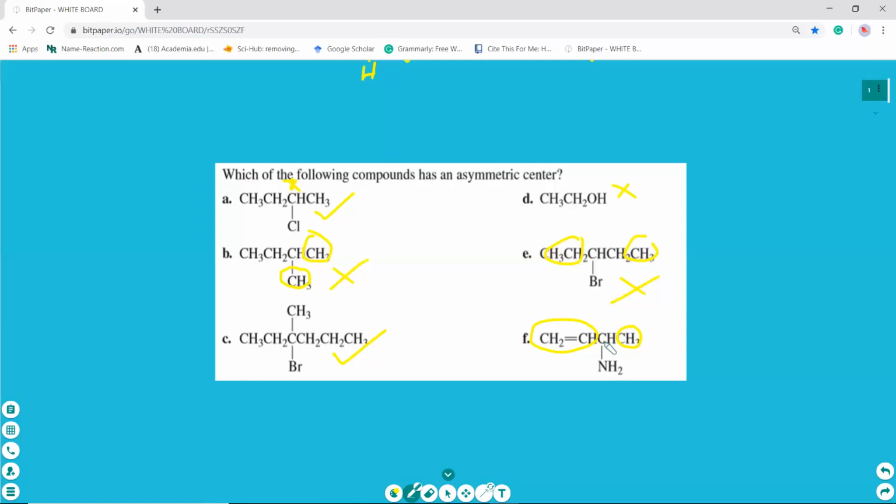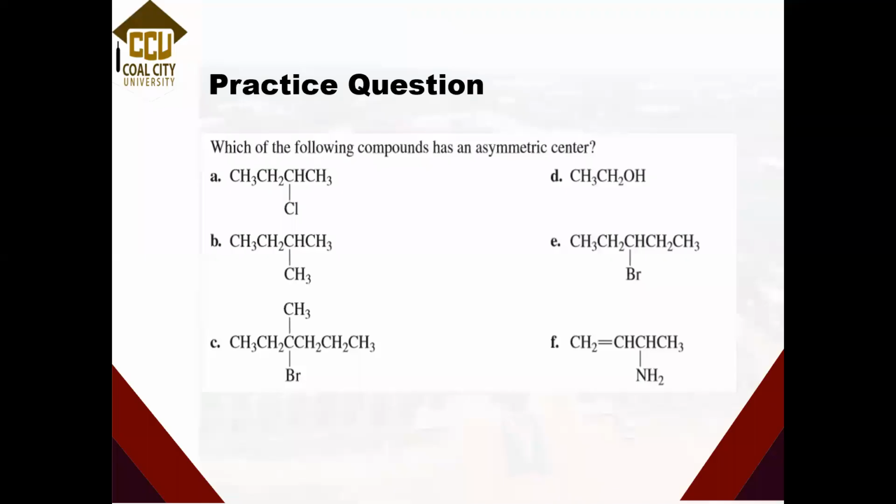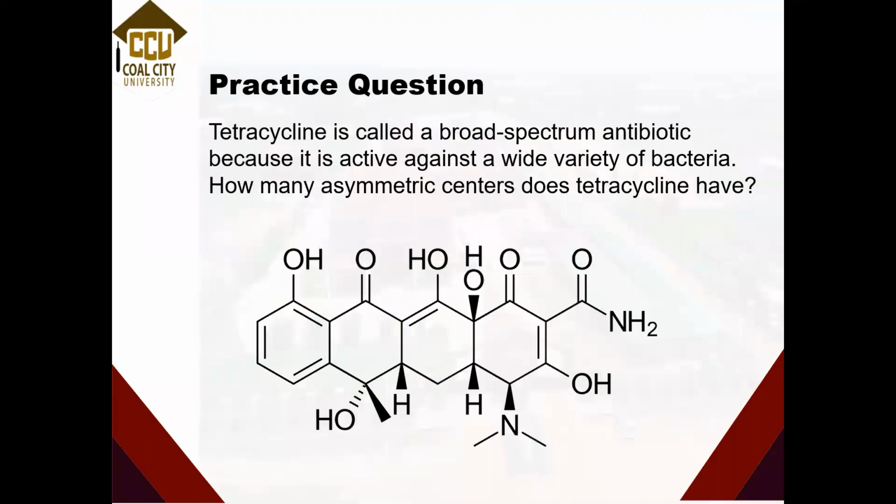So finally, before we close for today, this is another more serious question, which is the kind of question you should be expecting in your quizzes or your exams. The question says tetracycline is called a broad spectrum antibiotic because it is active against a wide variety of bacteria. How many asymmetric centers does tetracycline have? So this is the question. This is supposed to be an assignment anyway. You have to answer it yourself.